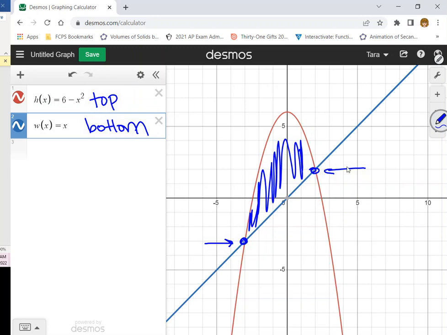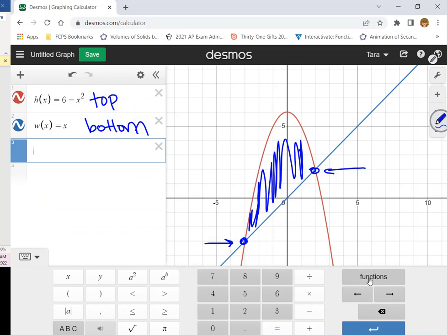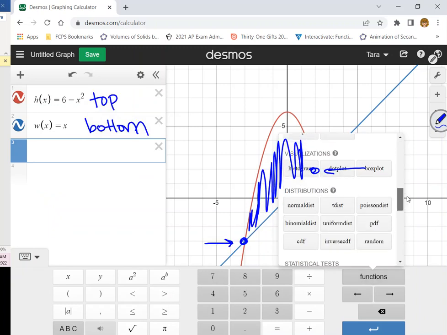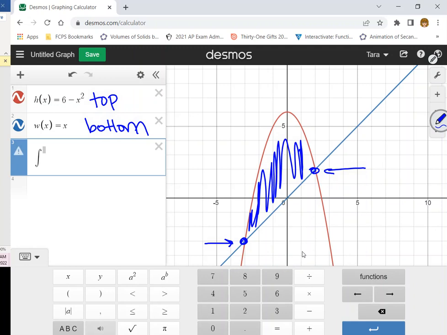So, how should I write it? Let me type it. Let's do this. Under my functions, down to my calculus functions. There might be a shortcut to get to that. I'd have to look for it. I haven't investigated that very much. Negative 3 to 2 this time. And the way I labeled them, I'm going to need my big parentheses. Big parentheses, and then little h of x is my top guy, minus little w of x is my bottom guy. It won't do anything without the dx.